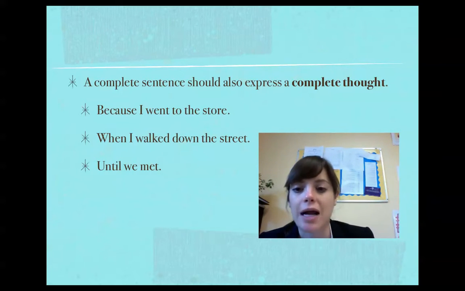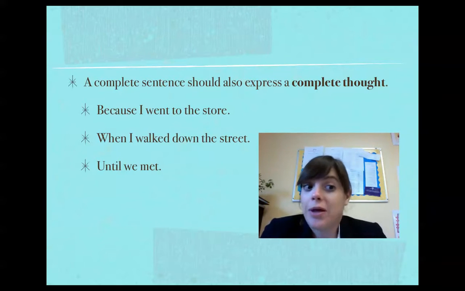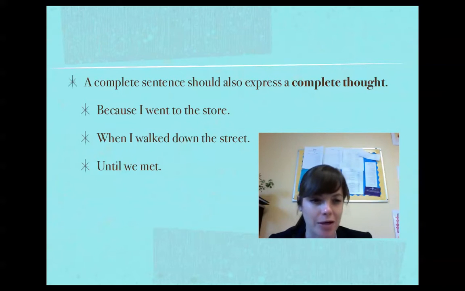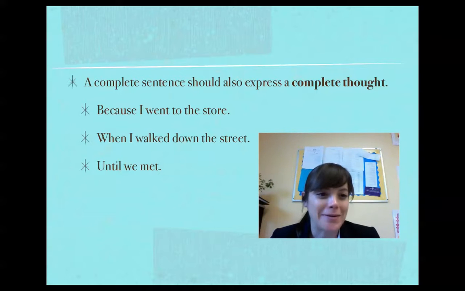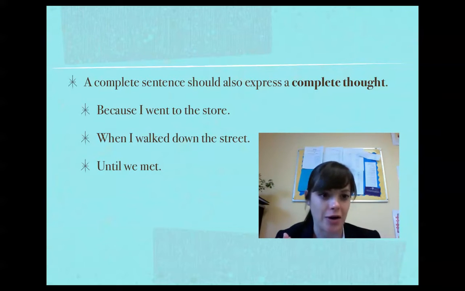Okay. Now our next one is when I walk down the street. Same thing. I don't know what's going on. What happened when you walked down the street? Okay. Until we met. I don't know what happened until we met. Okay. So you have to finish that thought. And those words, which I'll give you a list of in a couple slides, because, when, until, those are my danger words, right? They're cliffhanger words. They mean that you're in danger of not having a complete sentence.